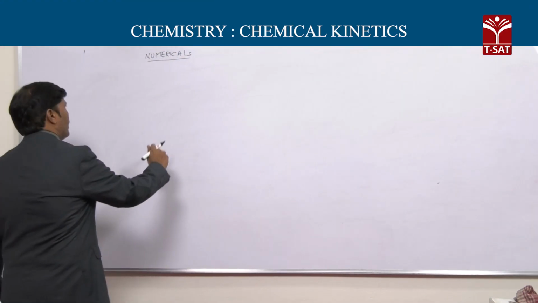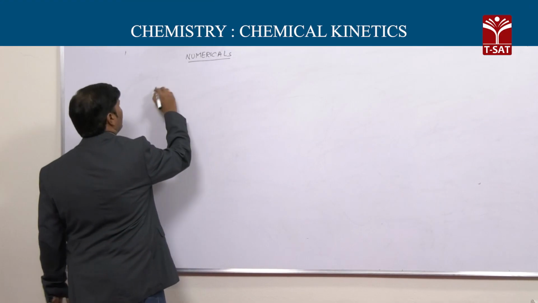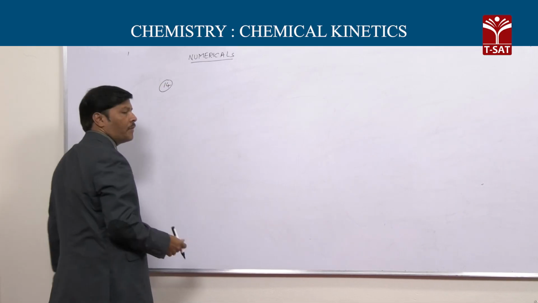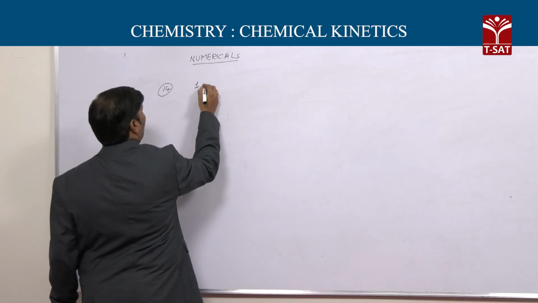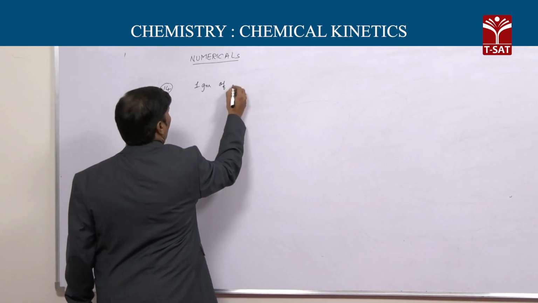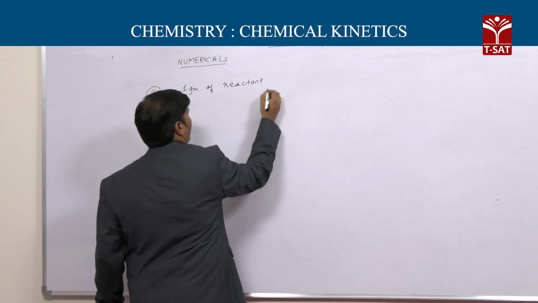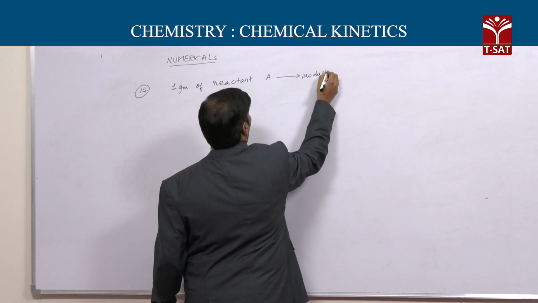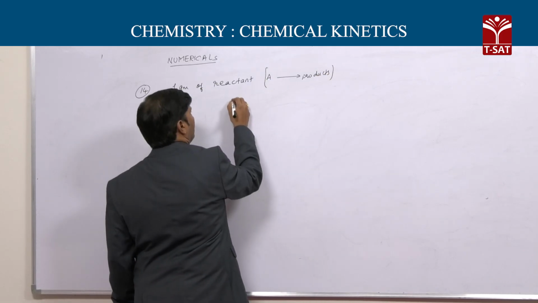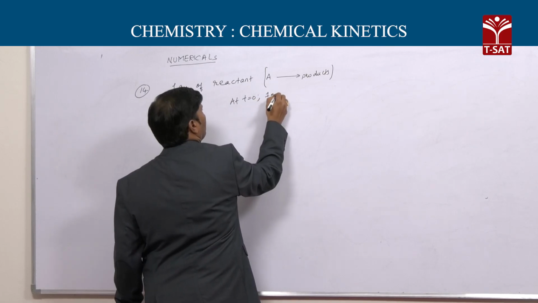So my dear students, I would like to give you one last shortcut in chemical kinetics. There is one formula, the 14th one. Suppose a problem is given to you in such a way that 1 gram of reactant A is giving rise to products, and at time t is equal to 0, it is 1 gram.